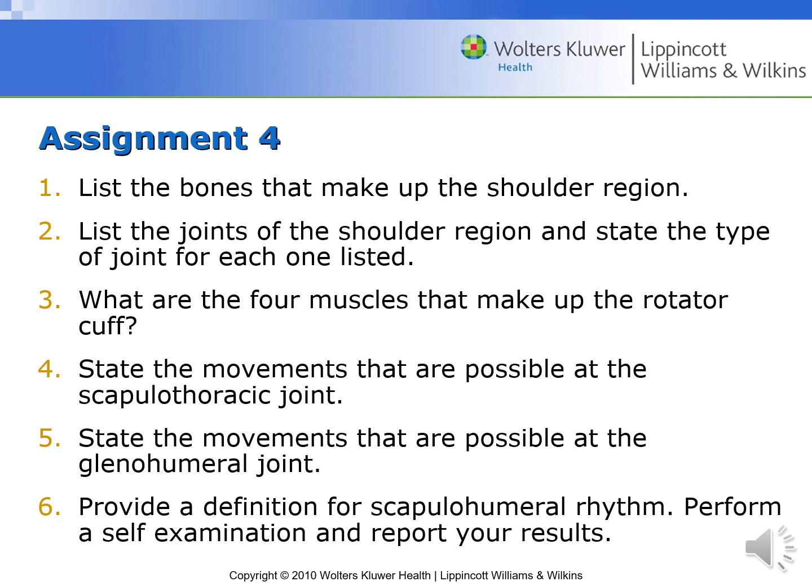You're going to name the four muscles that make up the rotator cuff. You're going to state the movements that are possible at the scapulothoracic joint. You're also going to state the movements that are possible at the glenohumeral joint. And you're going to provide a definition of scapulohumeral rhythm.